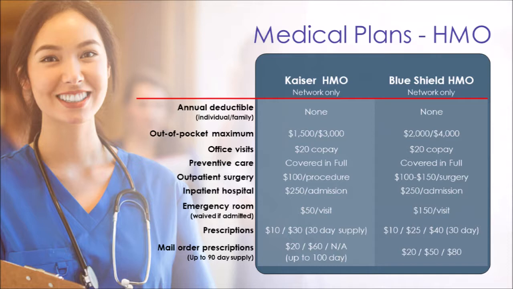An emergency visit, if not admitted, is $50 to $150 per visit, and prescriptions are $10 for generic and $25 to $30 brand formulary, and on Blue Shield, $40 copay for non-formulary. Tier 4 prescriptions, i.e. injectables, will have separate copays.